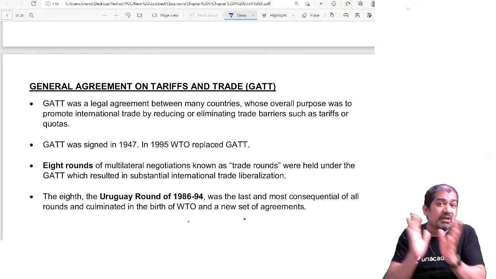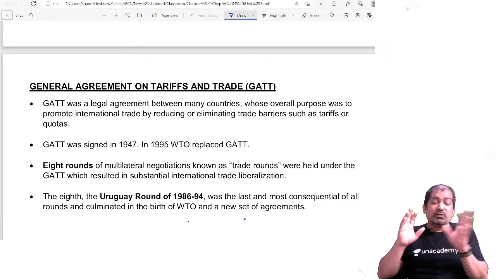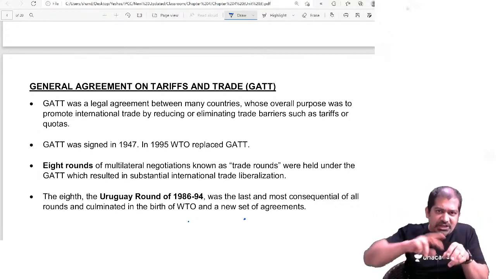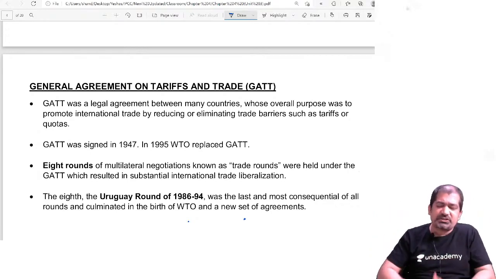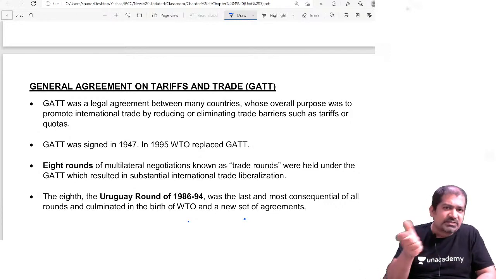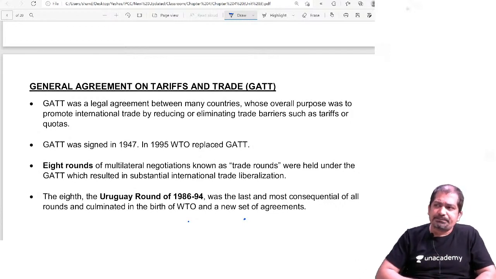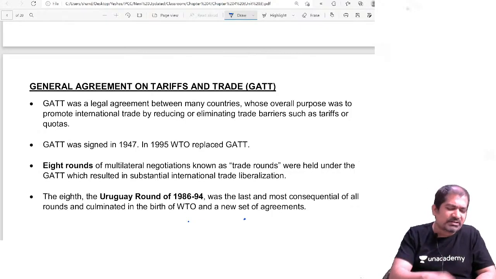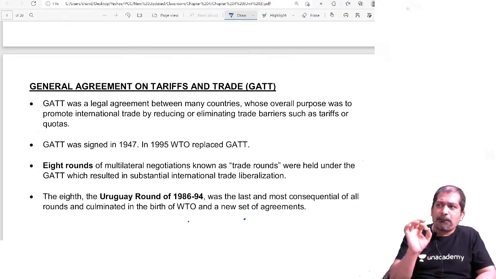Now sometimes they ask, and it is very important to know, what is the major difference between GATT and WTO, how the changeover has happened, what is the reason for this changeover, and what is this changeover. First of all, you see, it was a general agreement between the countries. We'll come to this point, but let's understand, when you understand these things, you'll be able to remember and understand these points that are written here.